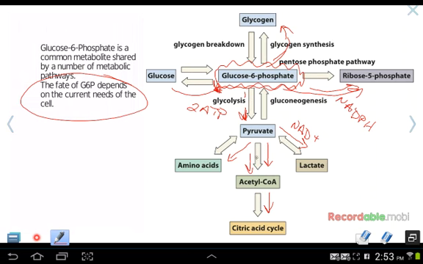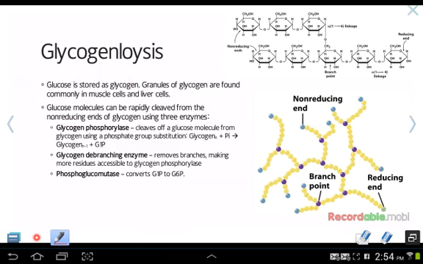Depending on whether or not we have oxygen present, we'll either do fermentation or oxidative phosphorylation, or if we need to synthesize some proteins, then pyruvate will be used for amino acid synthesis. However, if the cell is good with ATP, good with NADPH, and doesn't need to make amino acids, then the glucose 6-phosphate will be added onto the end of glycogen for storage for later. So let's talk about how we get glucose from glycogen.